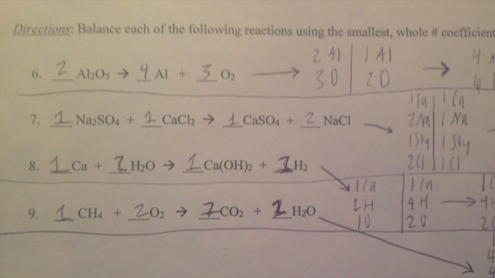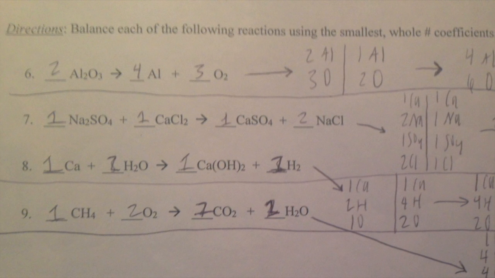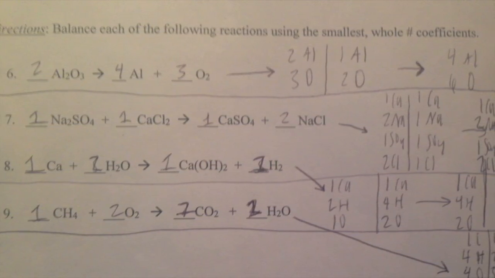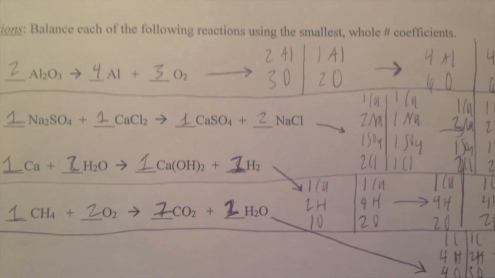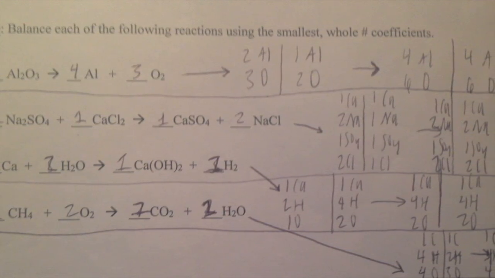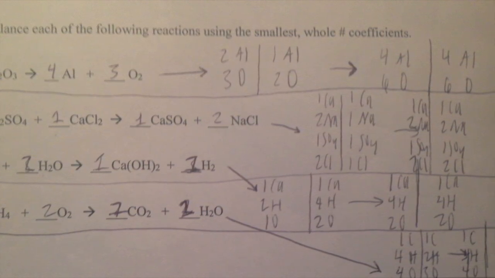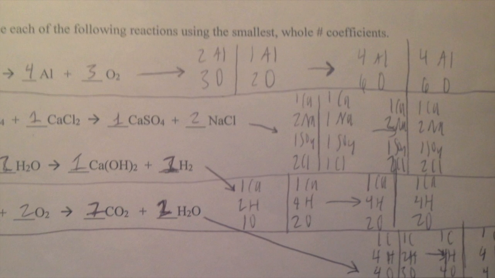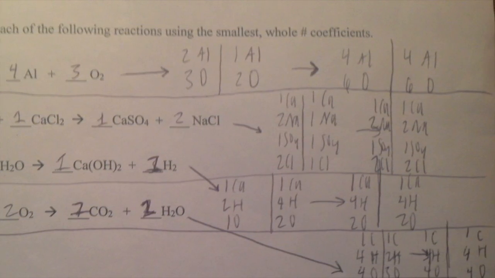Alright, for number 9, you have 1 carbon, 4 hydrogen, and 4 oxygen on the reactant side. And then on the product side, you have 1 carbon, 2 hydrogen, 3 oxide. So what you want to do is double the oxygen on the reactant side and double the water on the product side, and you have 1 carbon, 4 hydrogen, and 4 oxygen on both sides.